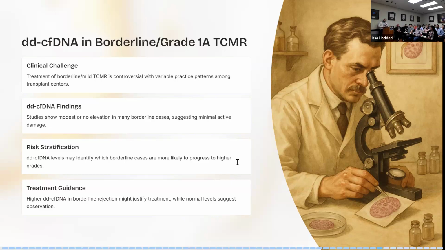And when they looked at donor-derived cell-free DNA, they said that it may identify which borderline cases we need to treat and which are more likely to progress to higher grades, by having higher donor-derived cell-free DNA. And then, another treatment guidance, they claim that it can be used in borderline rejection. It might be justifying treatment, while when you have a normal donor-derived cell-free DNA and you have a borderline rejection, you might justify not treating them and just observing.